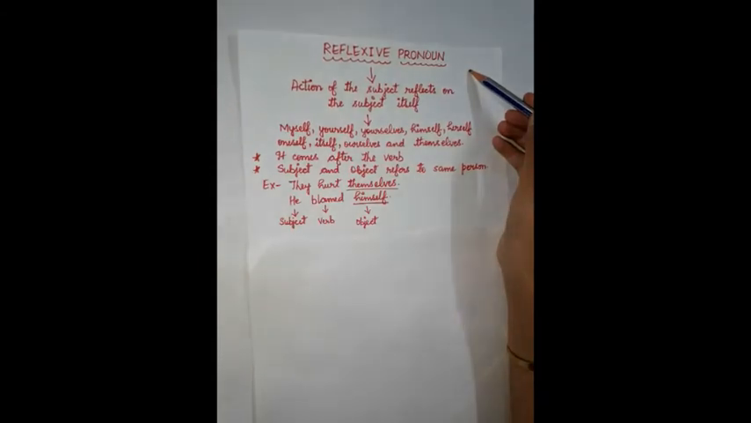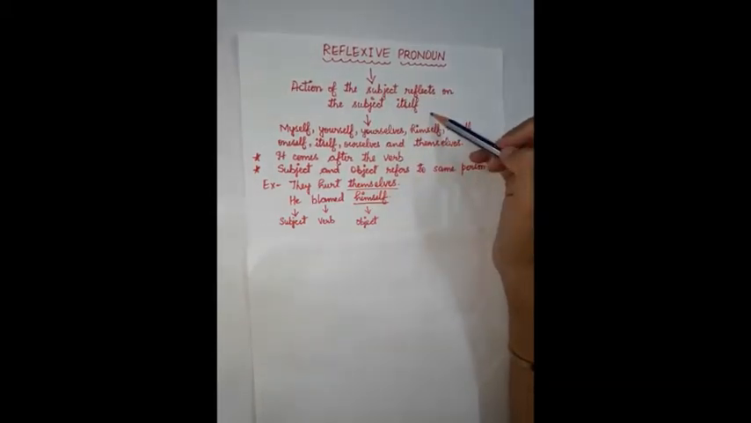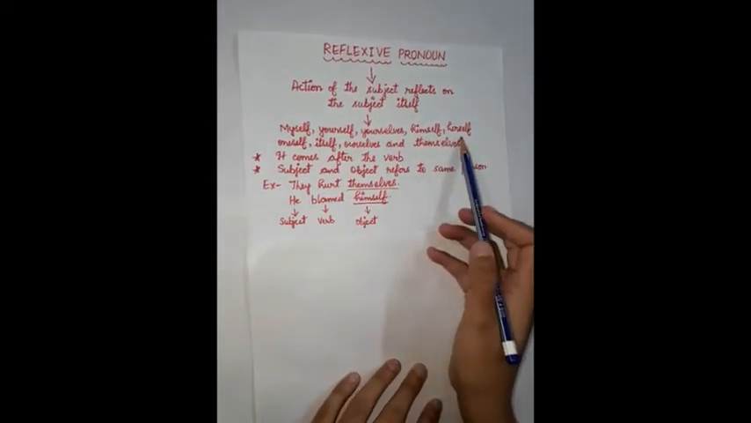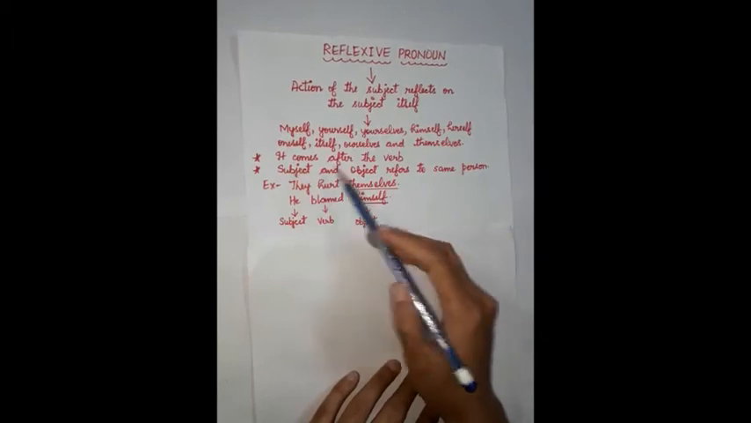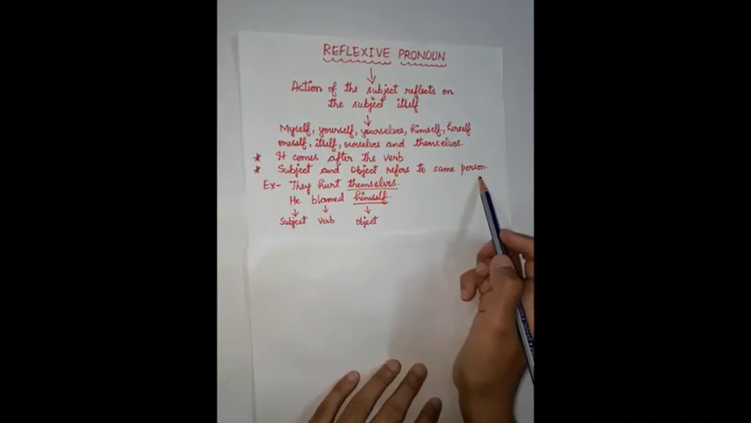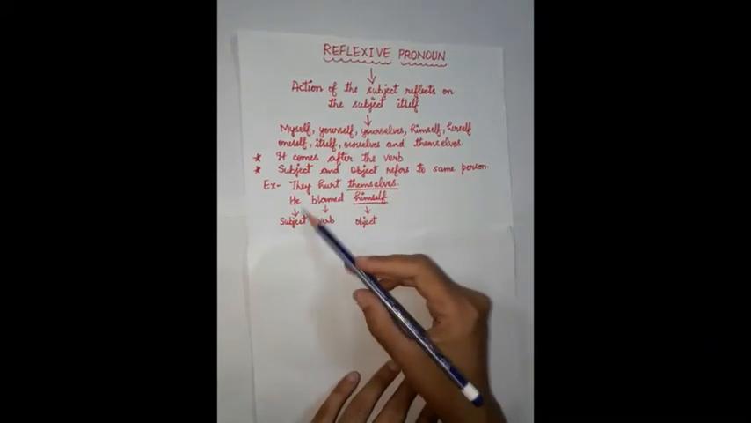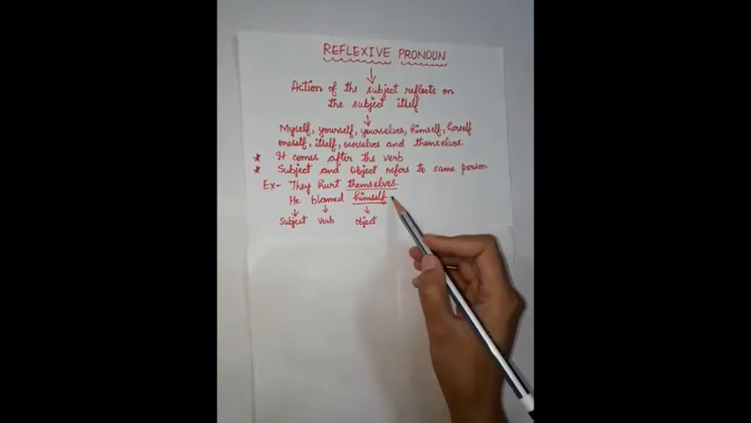Now we have reflexive pronouns. Reflexive pronouns are used as objects when the action of the subject reflects on the subject itself, and they are myself, yourself, yourselves, himself, herself, oneself, itself, ourselves, and themselves. It comes after the verb usually. Subject and object refer to the same person in this. For example, they hurt themselves. He blamed himself. So in this, he is the subject, blamed is a verb, and object is himself. That is the interconnection between the subject and object.